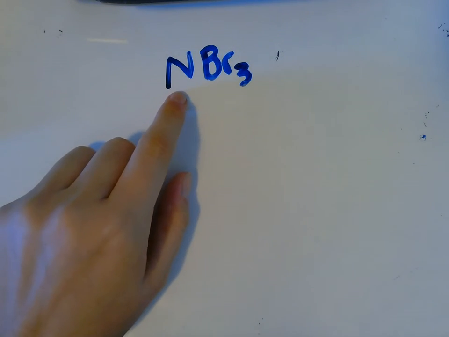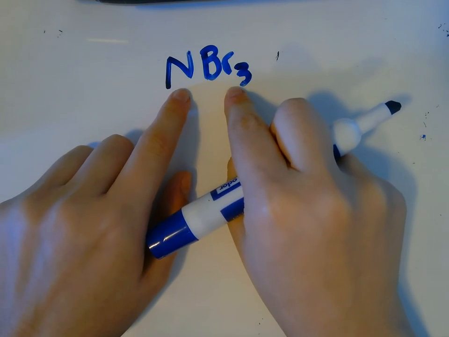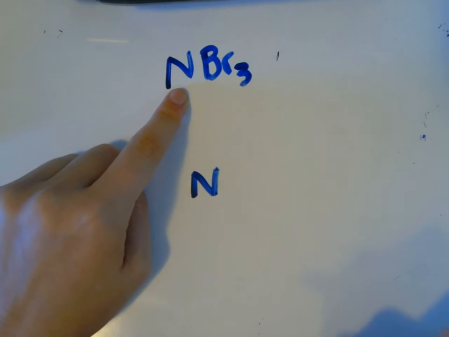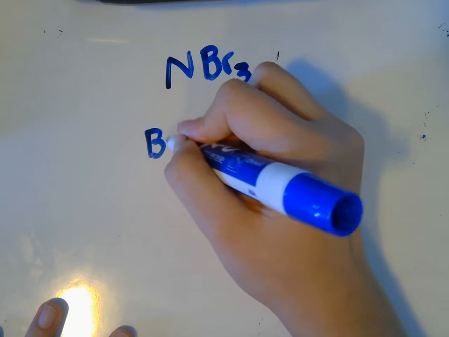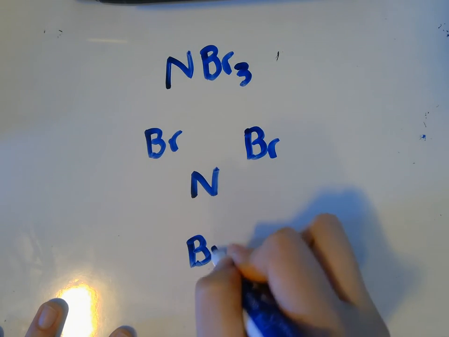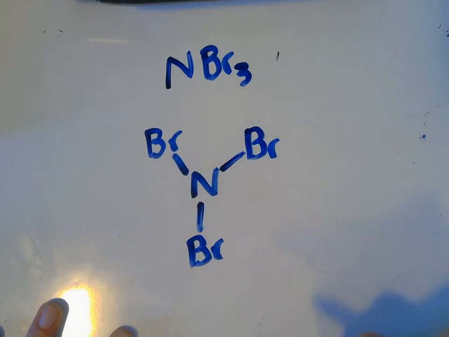The first element is usually my central atom. There's 3 of this, 1 of this one. So this one is probably in the middle. So I'm going to draw N in the middle, and then I'm going to spread out my Brs. I'm going to do a Br right here, a Br right here, and a Br right here. I'm going to draw my skeleton, fill them in, connect them with lines.